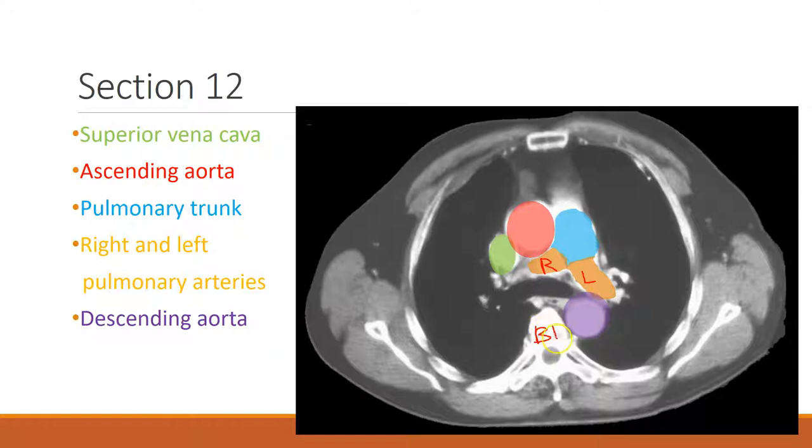That's a really handy landmark. If you can find the body of the vertebra, which, like all bones, is bright white in a CT scan, and then look right next to the body of the vertebra, you'll very reliably find the descending aorta. And remember, the descending aorta goes all the way down through the thorax and all the way down through the abdomen. So you're going to see it on many of the next several slides.